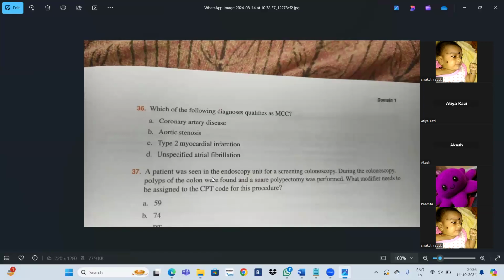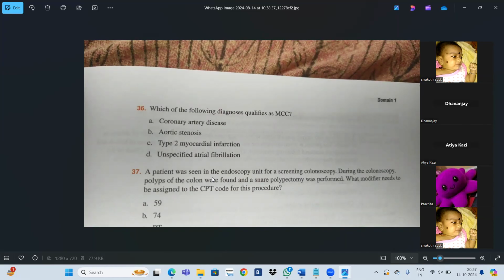See, question 36 you can check. Which of the following diagnoses qualify as MCC? They gave 4 diagnosis names, correct? So how can we identify whether it was MCC or not? First we need to learn, right? What is the MCC? How can we identify it?